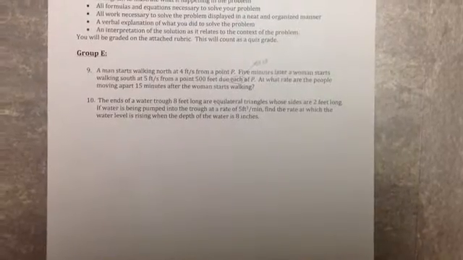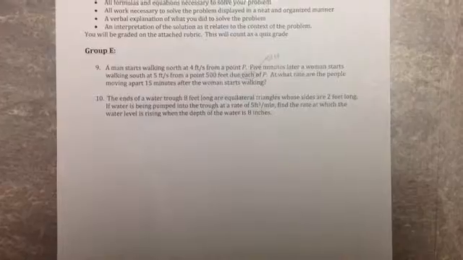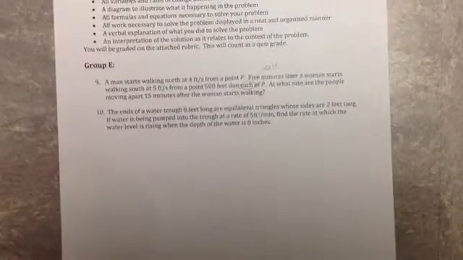The ends of a water trough, 8 feet long, are equilateral triangles whose sides are 2 feet long. If water is being pumped into the trough at a rate of 5 feet cubed per minute, find the rate at which the water level is rising when the depth of water is 8 inches.